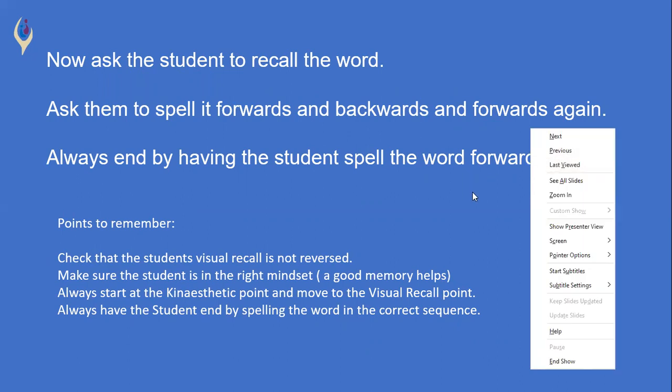Now, things to remember. Check that the student's visual recall is not reversed. Make sure the student is in the right mindset. That's where the good memory helps. Always start at the kinesthetic point, move to the visual recall point, and always have the student end by spelling the word in the correct sequence.